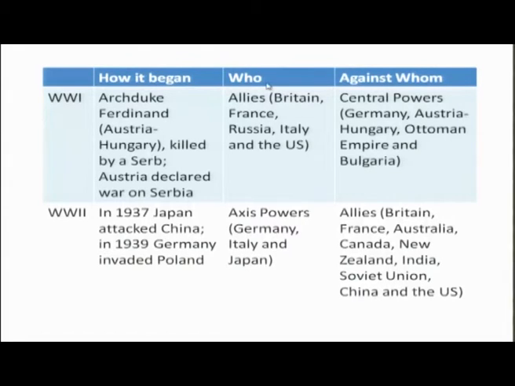Then, who were the parties involved? Allies and Central Powers in World War I, Axis powers and Allies in World War II. World War I included under Allies Britain, France, Russia, Italy and the US, and Central Powers included Germany, Austria-Hungary, Ottoman Empire and Bulgaria. World War II Axis powers included Germany, Italy and Japan. Allies included Britain, France, Australia, Canada, New Zealand, India, Soviet Union, China and the US.